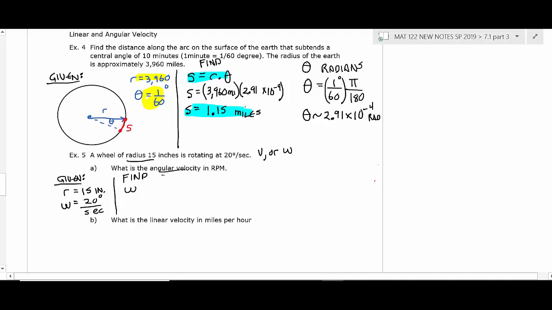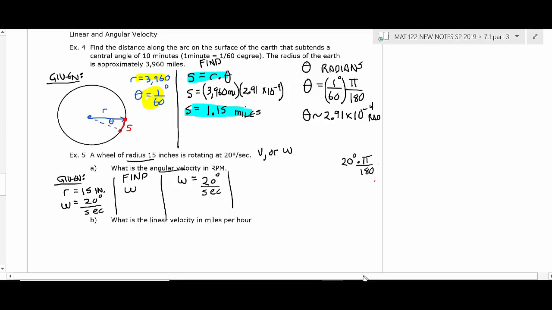So let's start like this then. We know that we were given omega is 20 degrees per second. One thing that we need to do is a conversion. So we're going to convert this to radians. We have to be in radians, so we're going to multiply that by pi over 180.